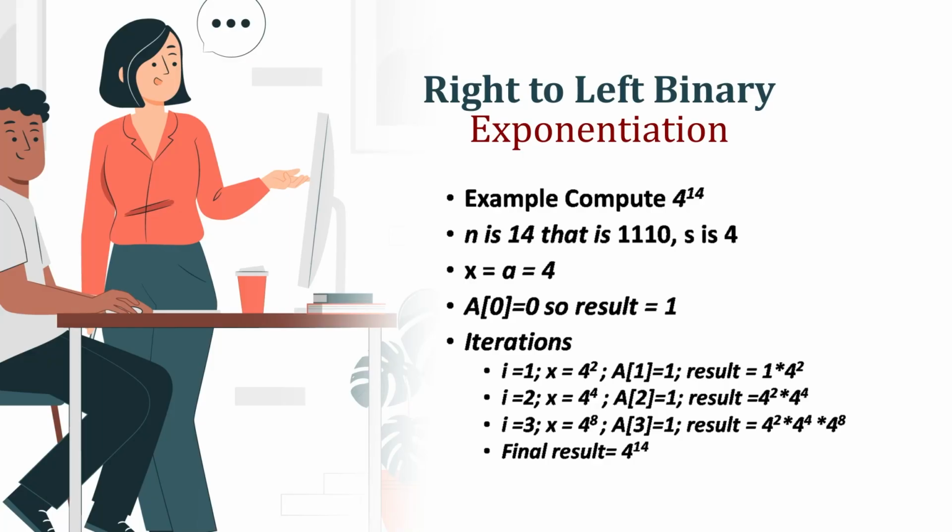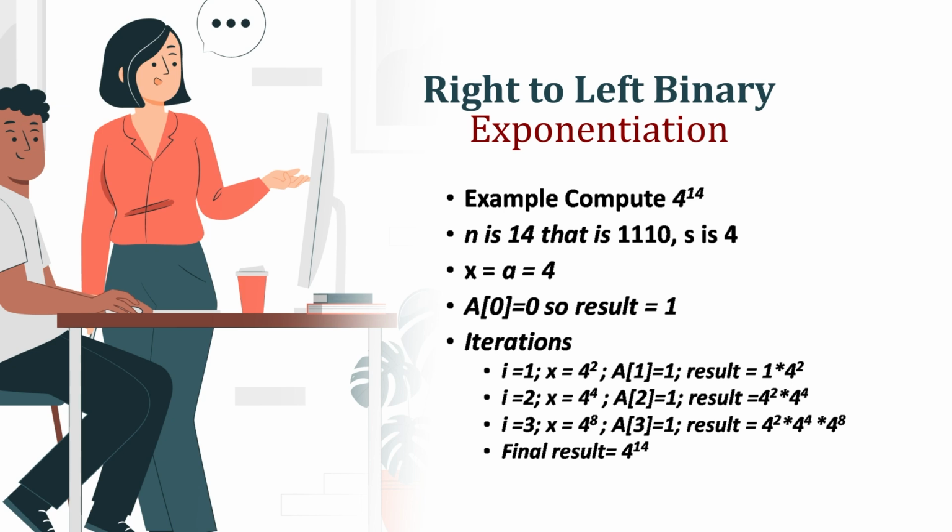Now, the same example, that is 4 to the power 14, is repeated over here. N is 14, right? So that is 1, 1, 1, 0, which means a0 is 0, a1 is 1, and a2, a3, they all are 1. So the value of s is 4. So this binary string will be stored in the reverse order. That is very, very important. Okay, and then the value assignment x equals a will bring 4 to x.